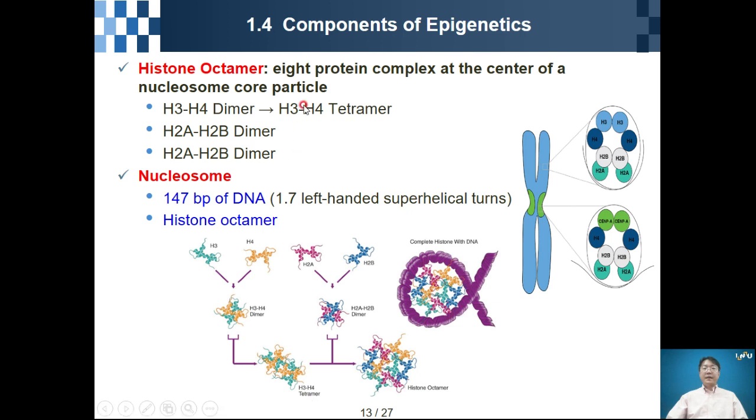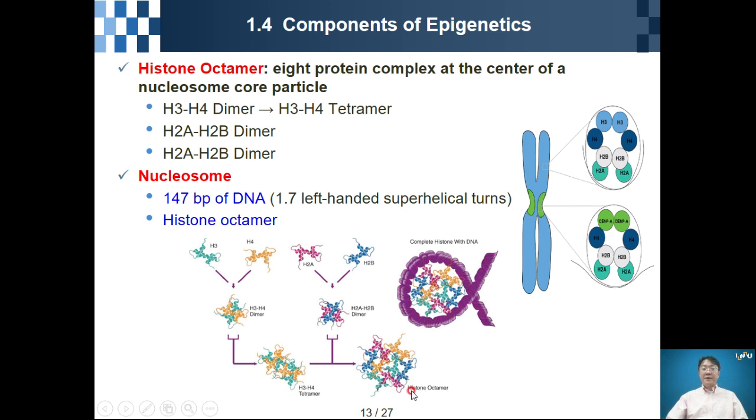In this case, there are also another 2 components, which are 2 H2B and 2 H2A. Usually H2A and H2B make a dimer, and another H2A and H2B make a dimer. One H2A, H2B dimer binds to this region, and another dimer binds to this region. So finally they make the histone octamer like this.